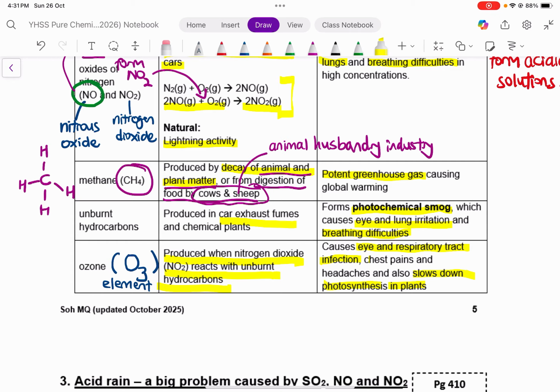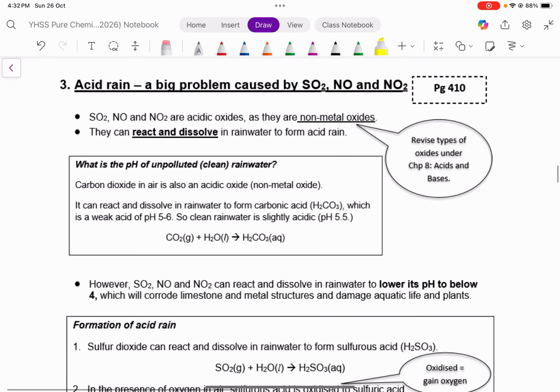Okay? So we have finished the very content-heavy page 5, and I'm sure you have taken down all of the notes. Now let's move on to page 6, where we will end the video. Page 6 takes a closer look at what is acid rain. Now acid rain, as stated in the title here, is a big problem. It's a big problem caused by SO2, NO2, and also NO.